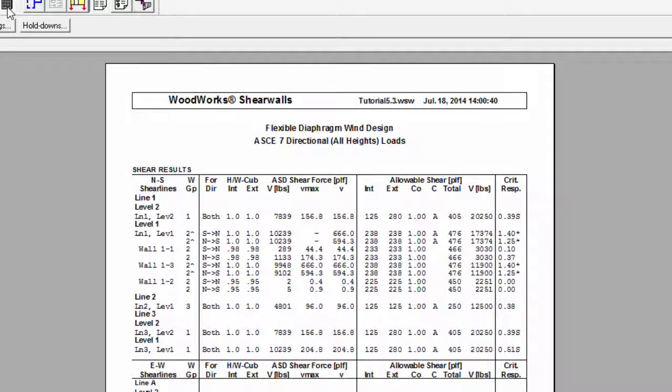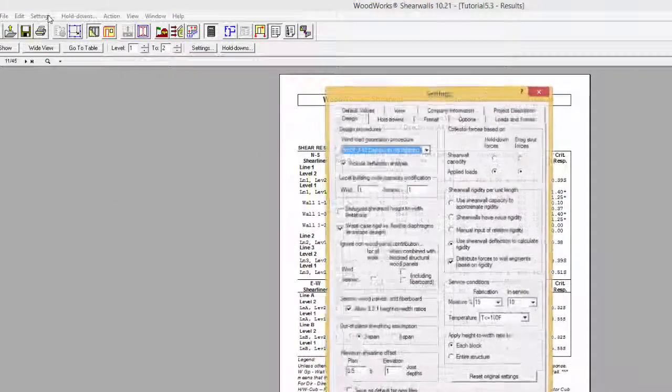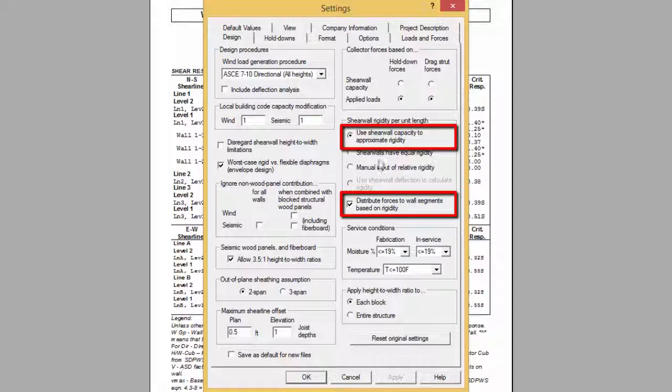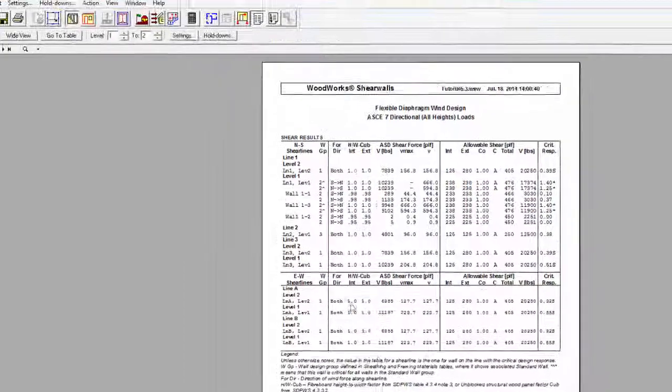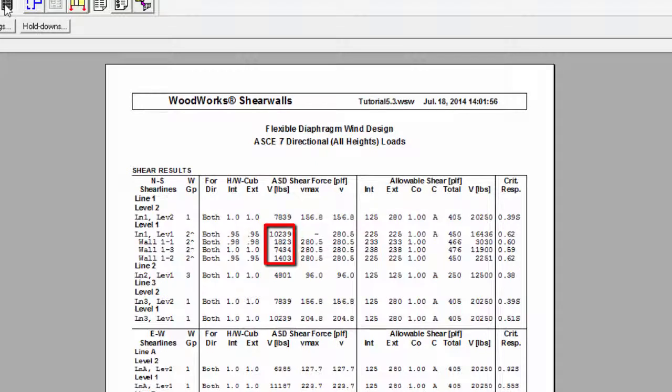As you may have noticed, little shear force has been allocated to wall 1-1 and wall 1-2, even though their maximum height to width ratio does not exceed the one specified by SPIDWIZ. This is due to the fact that the Include Deflection Analysis tab in the Design settings is selected. We will remove this option, select Use Shear Wall Capacity to approximate rigidity and distribute forces to wall segments based on rigidity, and then rerun the design. Now, as you can see, shear force has been allocated to these two segments.